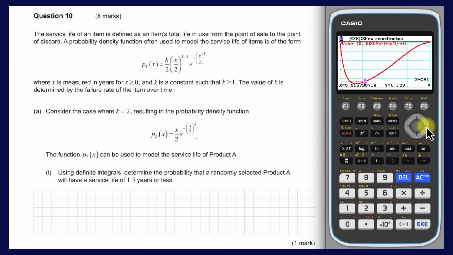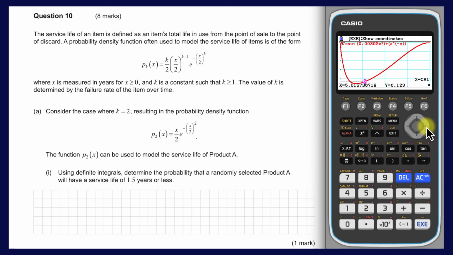Question 10. This involves the service life of an item, and the probability density function is given to us, that complicated looking creature right there, and we're asked to consider when k equals 2. So that gives us a slightly nicer looking function, x over 2 e to the minus x over 2 all squared. And this can be used to model the service life of product A. So we're going to find the probability of it having a service life of 1.5 years or less.